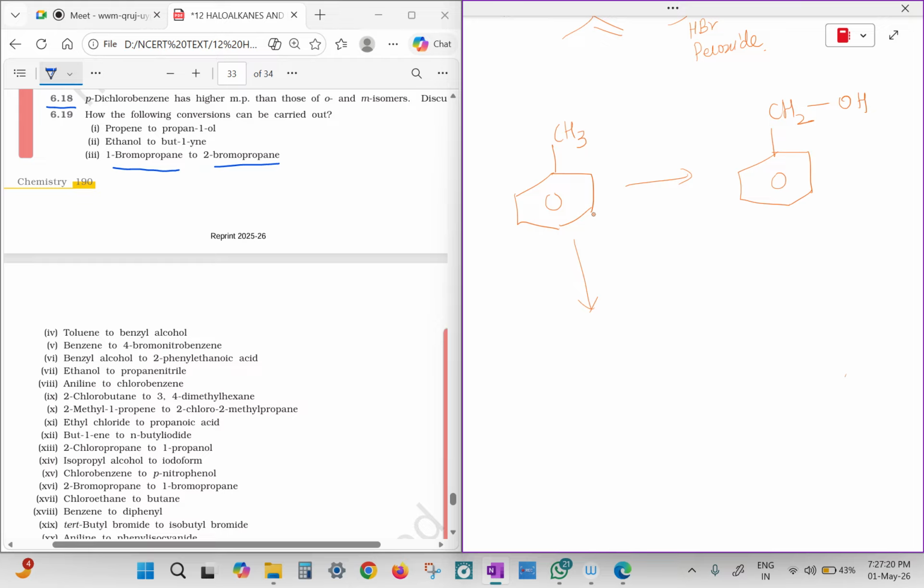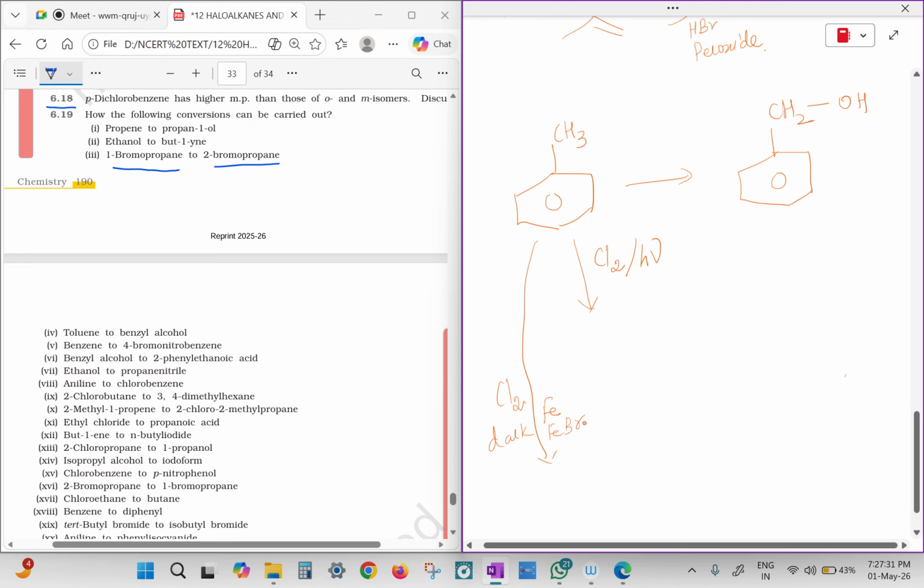Yes. What can we do? Cl2 in the presence of light. If you did Cl2 in the presence of Fe dark or FeBr3, it will go to the benzene ring, which is of no use to me.